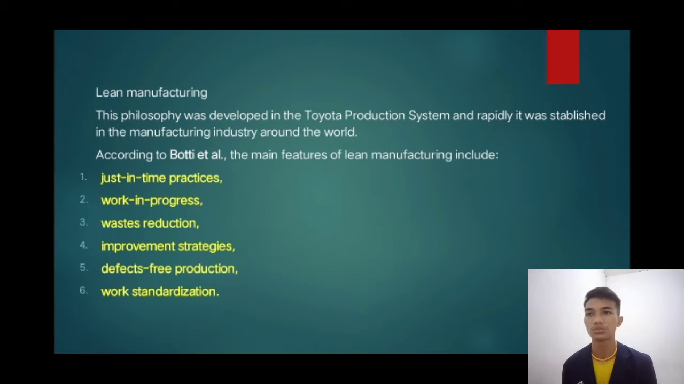According to Botti et al., the main features of lean manufacturing include six practices. The first is just-in-time practices, the second is work in progress, the third is waste reduction, the fourth is improvement strategies, the fifth is defect-free production, and the sixth is work standardization.